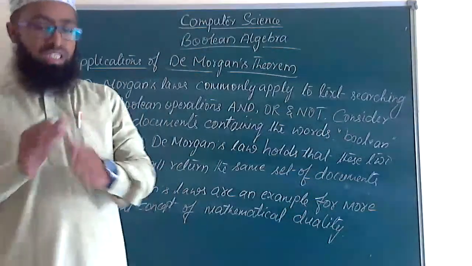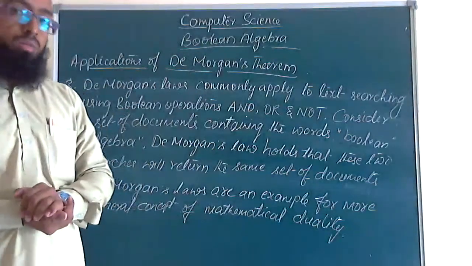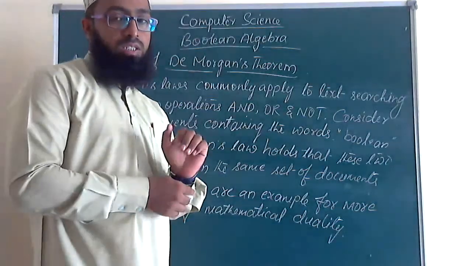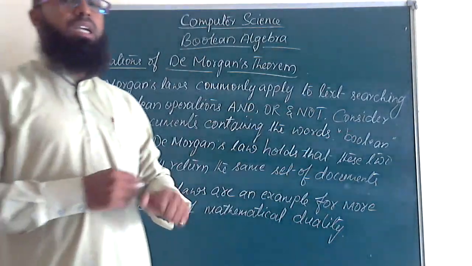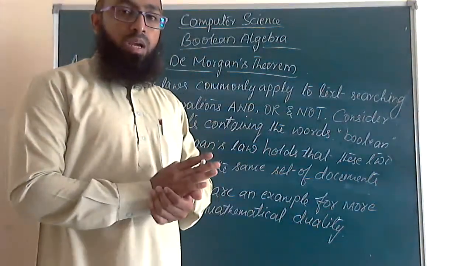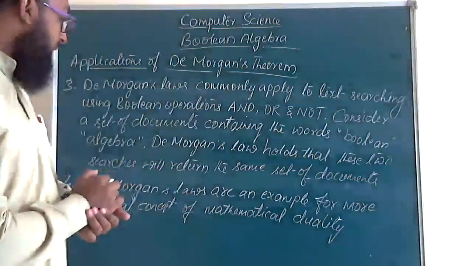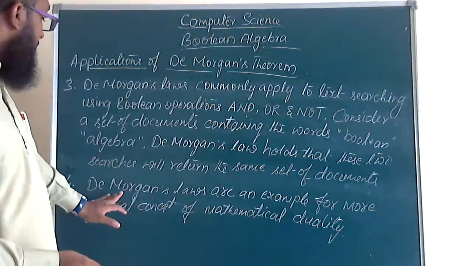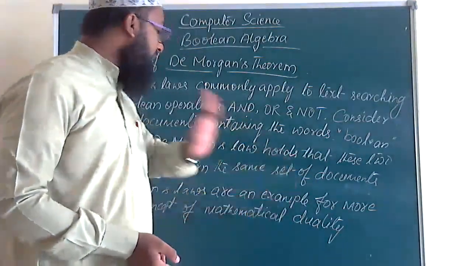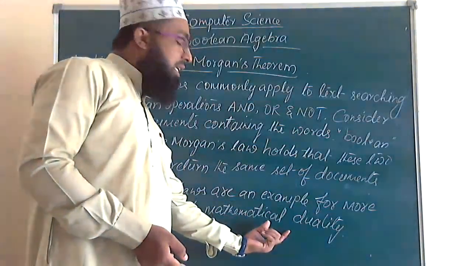From any set of Boolean relations, we can create one more Boolean relation. In other words, from a starting Boolean relation, another Boolean relation can be created. That is called the principle of duality. Here De Morgan's laws are an example for the more general concept of mathematical duality.